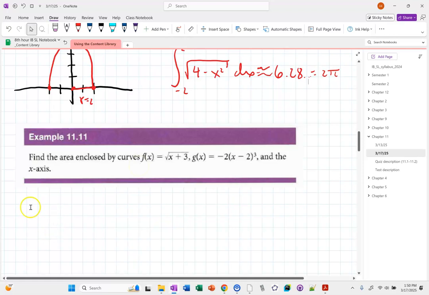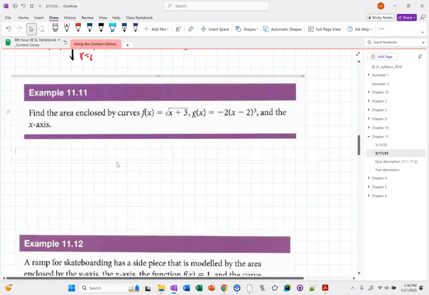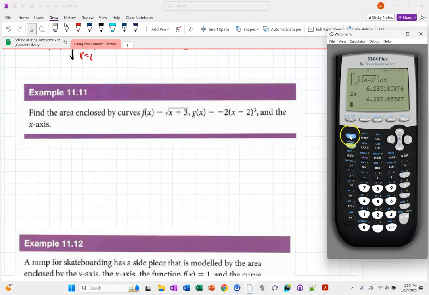The other kind of problem that you can be asked to do is to find the area enclosed by 2 curves and the x-axis. So I'm going to just start by graphing this to get a picture. So I'll go to my calculator and just type these 2 guys in as separate functions. And I'm going to pick an appropriate window here.